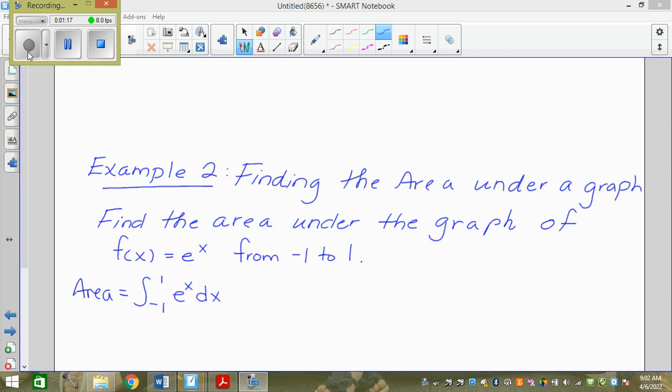Now this is a calculator section. Type e to the x in your y equals, and then you go second trace and pick the integral symbol. Put -1 in, 1 in, enter. So try it out. Some of their outcomes are calculator outcomes, so sometimes they just ask that.